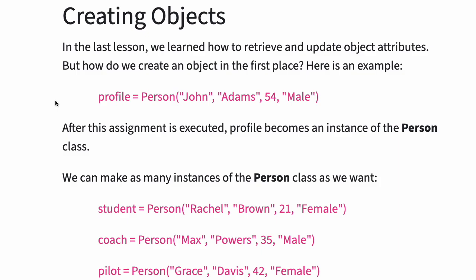In the last lesson, we learned how to retrieve and update object attributes. But how do we create an object in the first place? Here's an example. After this assignment is executed, profile becomes an instance of the Person class. We can make as many instances of the Person class as we want.